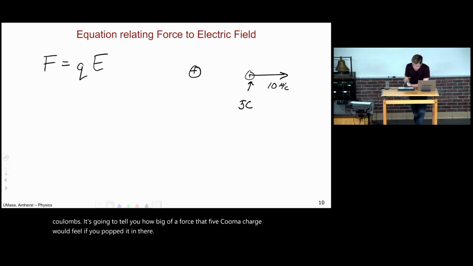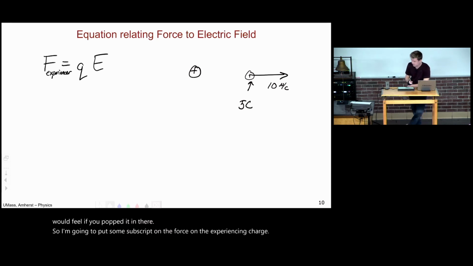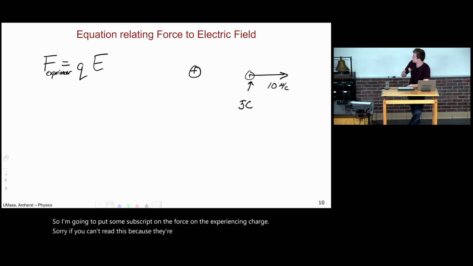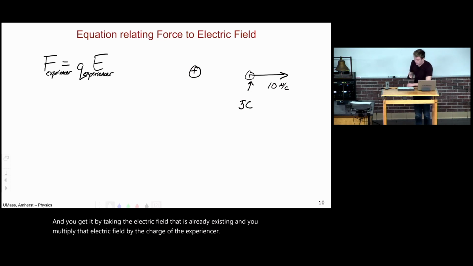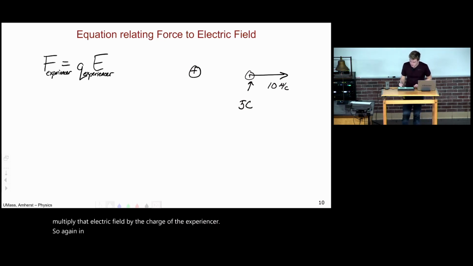So I'm going to put some subscript on this. The force on the experiencing charge, sorry if you can't read these because they're subscripts. That says experiencer, and you get it by taking the electric field that is already existing, and you multiply that electric field by the charge of the experiencer. So again, in this case, let's pretend I'm so far away from the proton that the electric field is 10 newtons per coulomb. That's the units on electric field, by the way.